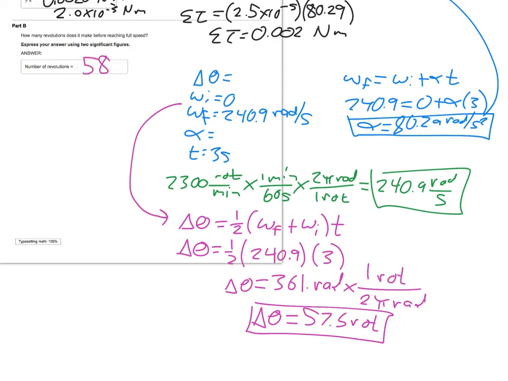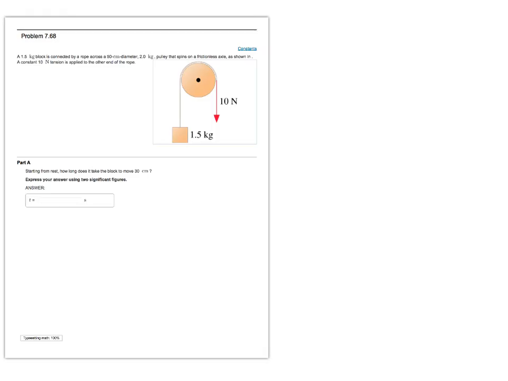So let's go ahead and get started with this problem here. We have a situation where there's a combination of linear and angular quantities. So what we're going to want to do is set up all the forces acting on any object that's accelerating and all the torques acting on any object that's undergoing an angular acceleration. So we'll start with this box here that's hanging, that's 1.5 kilograms.